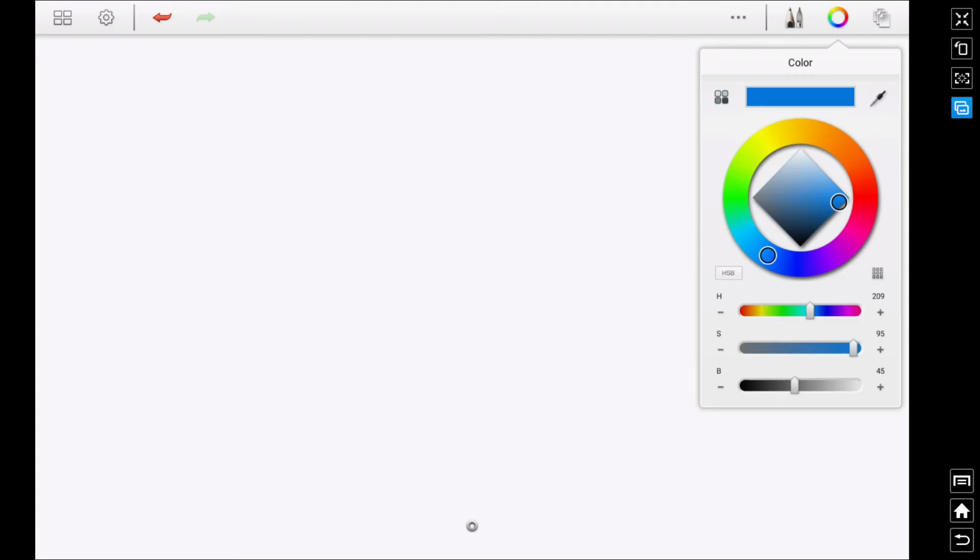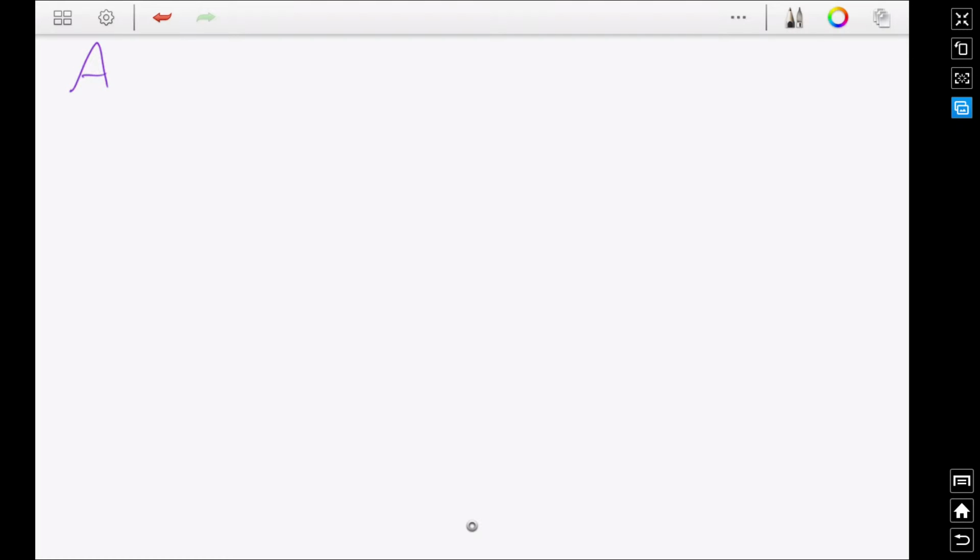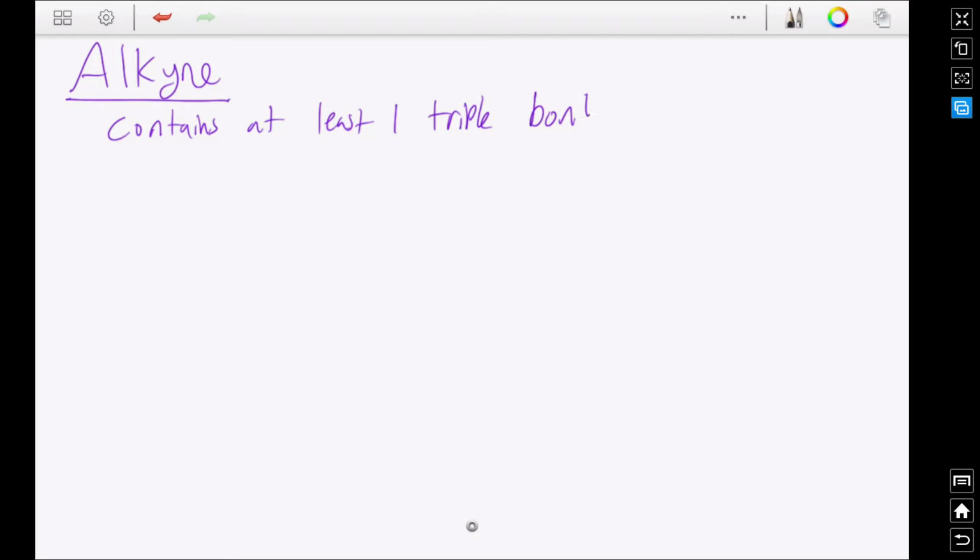Alright, now an alkyne. If an alkene contains double bonds, an alkyne contains at least one triple bond between carbons. Okay, so the easiest, simplest one would be a 2-carbon triple bonded like that.